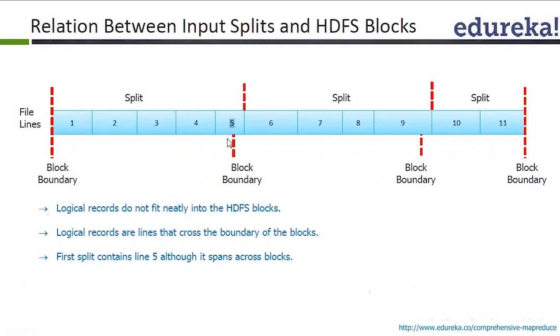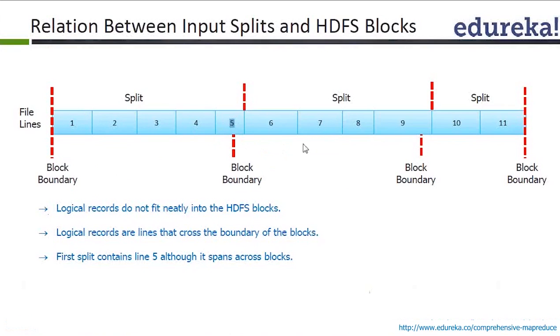Half of record 5 is in the first block and half of record 5 is in the second one. So what will happen in such a case is it will request the second block to pass on the remaining part of the data to the first one, and it will be processed by the first mapper. That is what would happen in the case of record number 5.